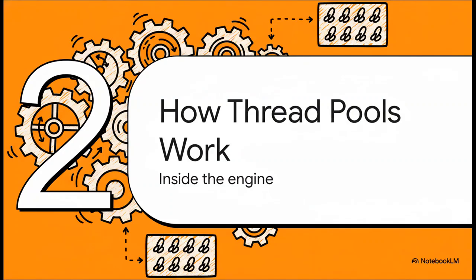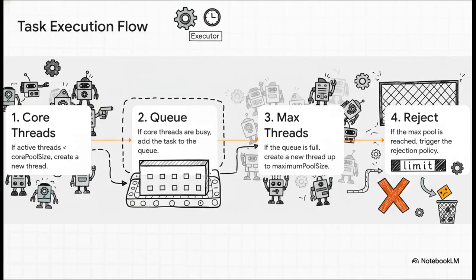So we've seen the what, these different prepackaged pools, but to really master this stuff, we need to understand the how. Because behind the scenes, all of those factory methods are just creating and configuring one super powerful class, the ThreadPoolExecutor. So let's pop the hood and see how this engine really works. This is the secret sauce. This is the logic that runs every single time you submit a task.